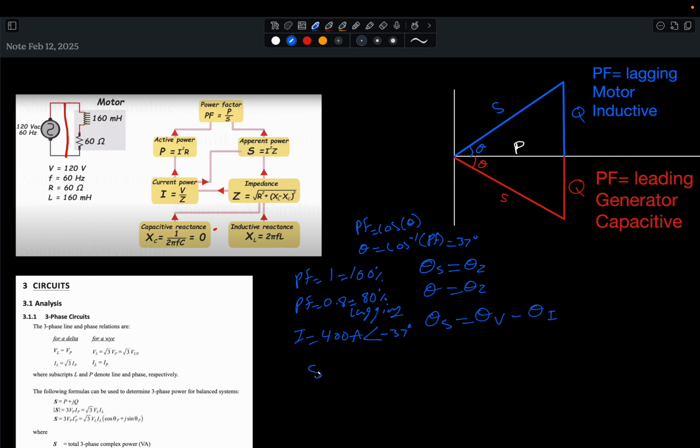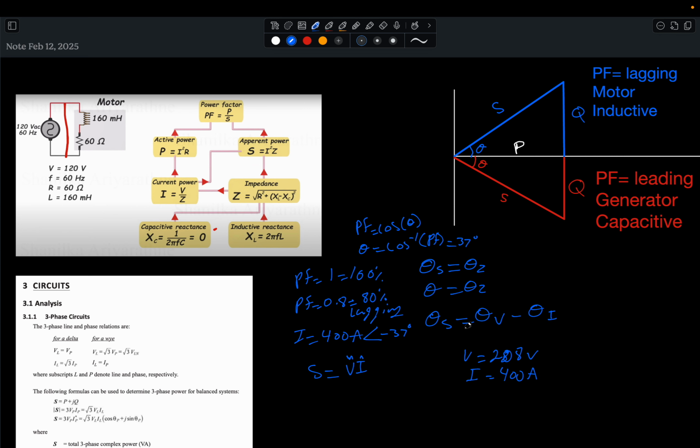You got S equals VI, right? And obviously there's complex numbers involved. So really, let's give you an example here. We're going to say V equals 208 volts, and then I is 400 amps.